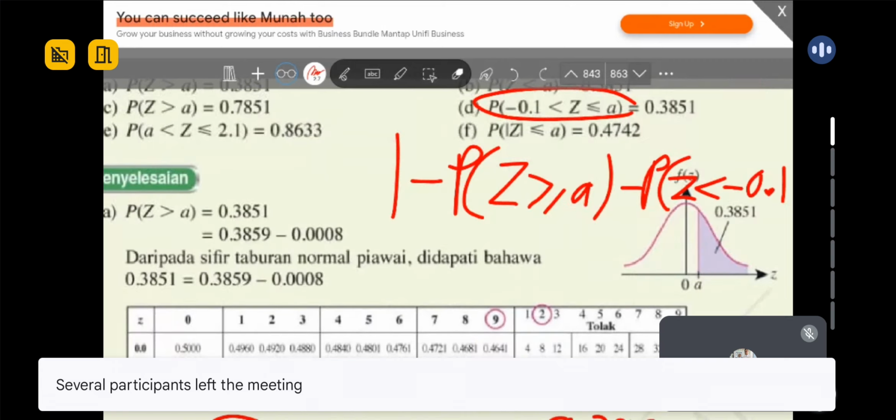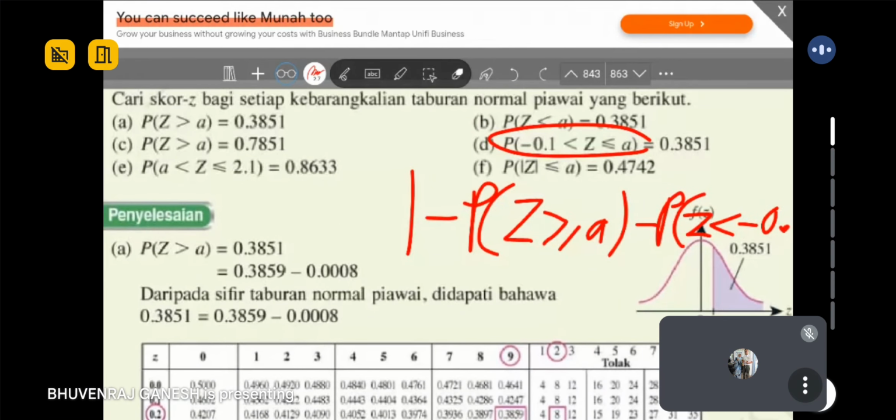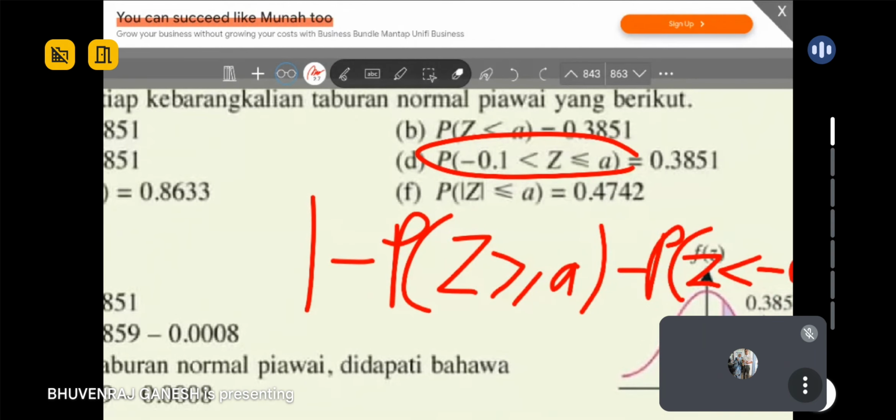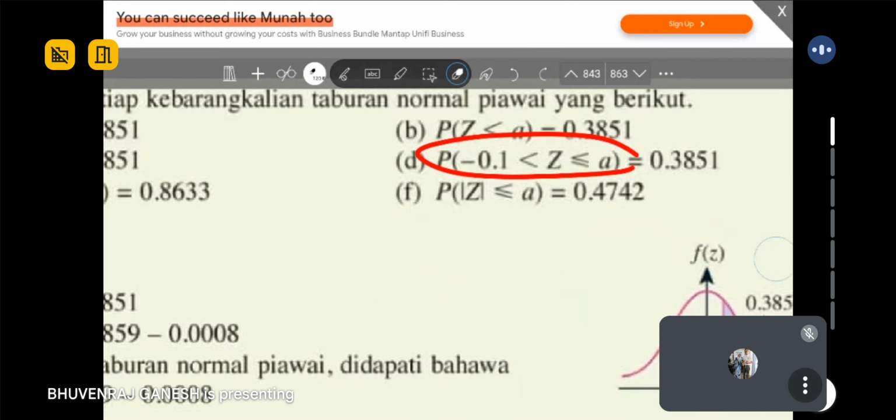Okay, let me see. I will discuss question F. Soalan E sama macam D saja. Exactly the same. Okay, guys. So if modulus, how are we going to do this? Okay, exactly same step again.